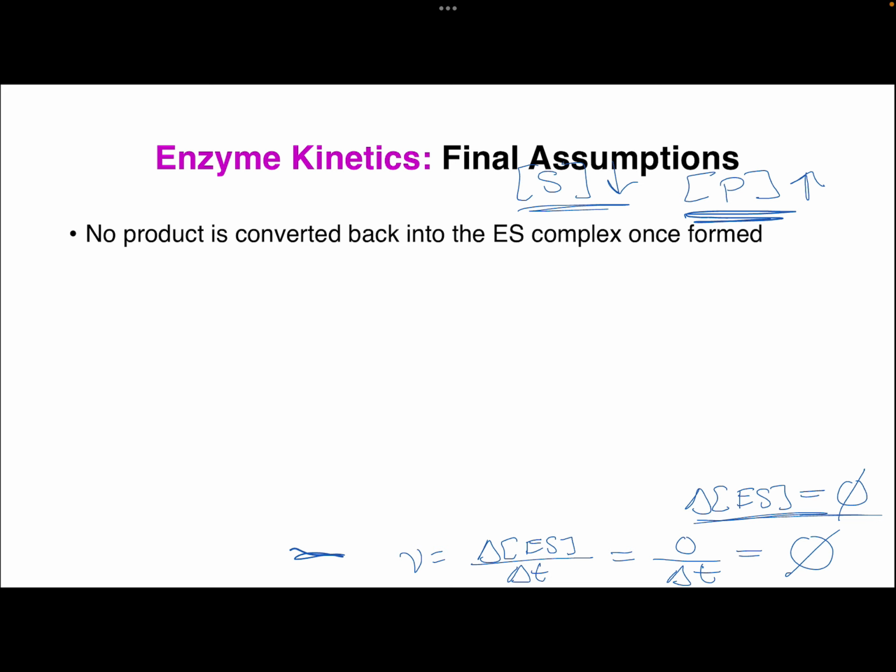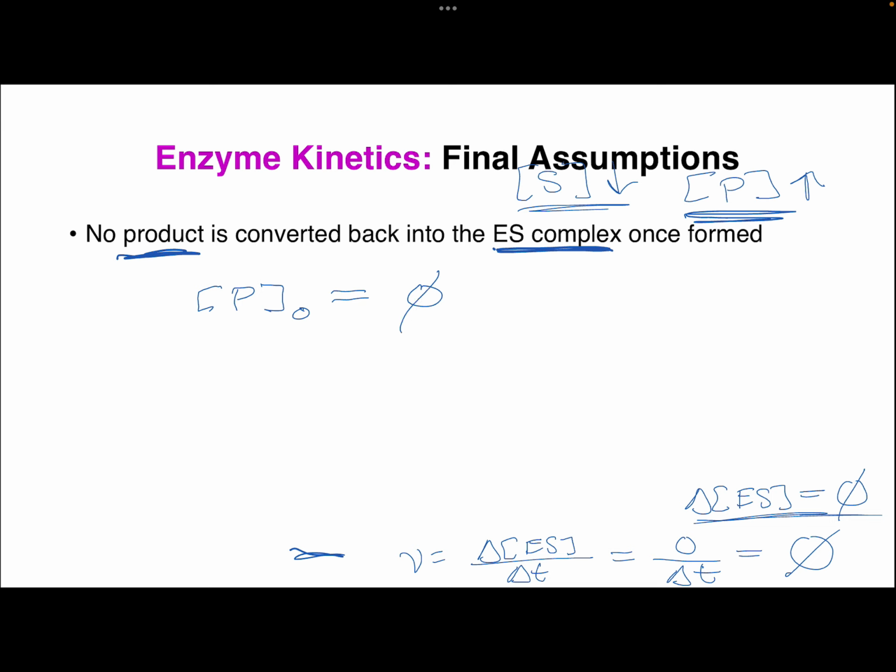The other thing that we need to talk about is that because our substrate concentration is so high, we can assume that none of our product is rebinding to the enzyme and forming enzyme substrate complex again. And that's because we're starting with 0, so our initial concentration of product is 0.